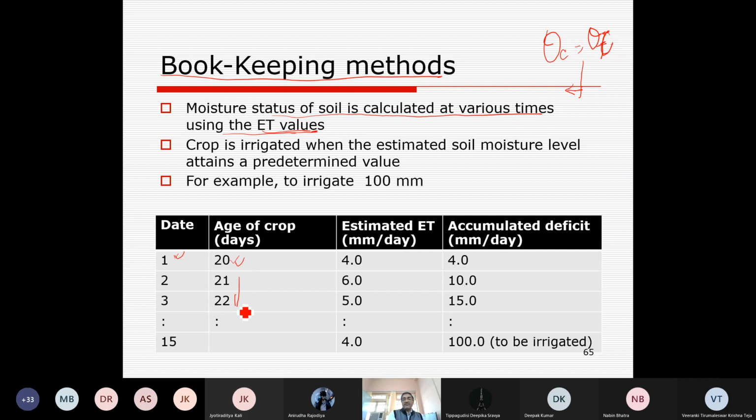So every day after, we are simply accounting the evapotranspiration. Like on the first day it was 4 millimeter, second day 6 millimeter, third day 5 millimeter, and so on. And it is accumulated ET, basically, which defines when to irrigate. For an example, we need to irrigate when there is a loss of 100 millimeter of water as evapotranspiration.